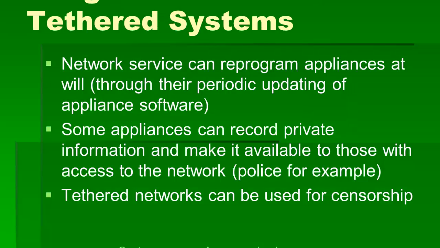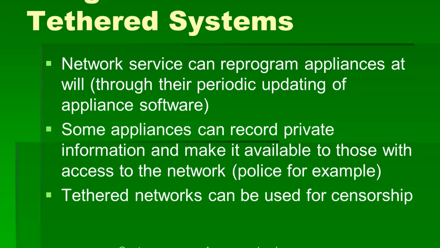Tethered systems also have some dangers attached to them. From the central control, they can reprogram the appliances, the devices, at will, which they normally do to update software, but they could reprogram them for other purposes. They could also use the appliances to record private information and make it available to those with access to the network, such as police or security agencies. They could use the microphone and the video camera in particular.